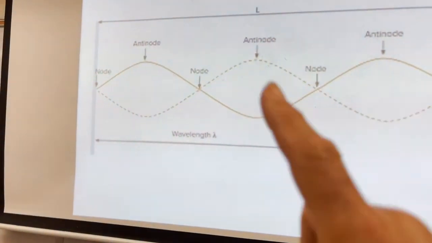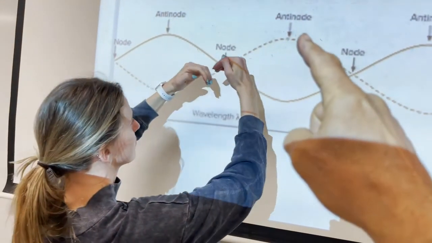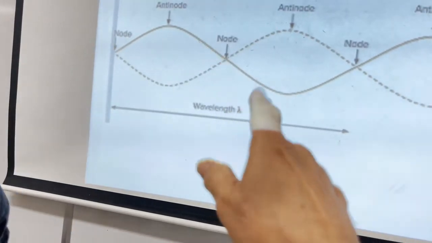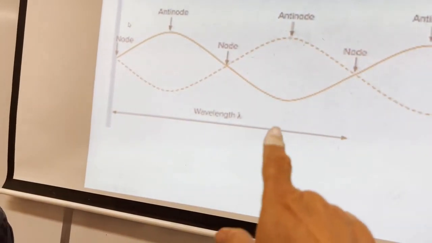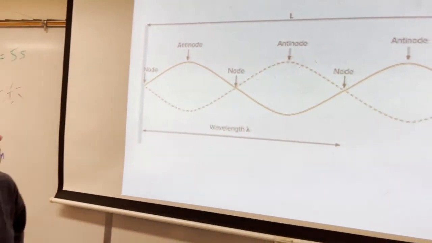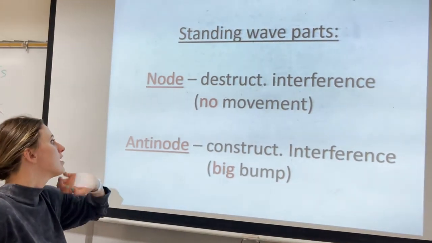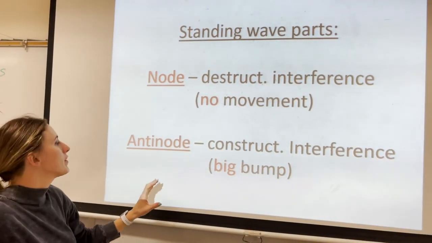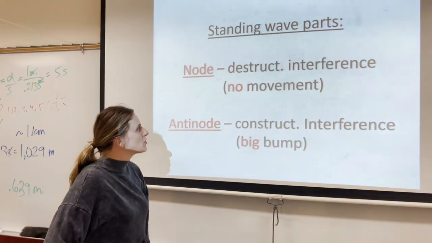At an antinode, you've got a crest going this way meets a crest coming that way. You get a constructive interference. Here you've got a trough going this way meets a trough going that way, and you get constructive interference. So here are the words for that. Node is destructive interference. Antinode is constructive interference, a big bump. Okay, and it's pretty straightforward.